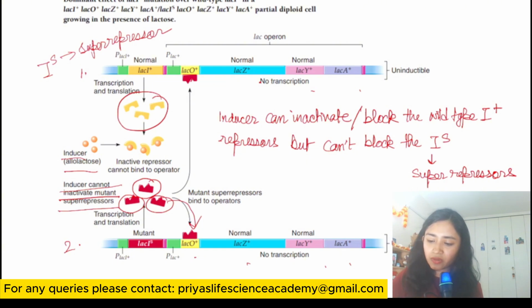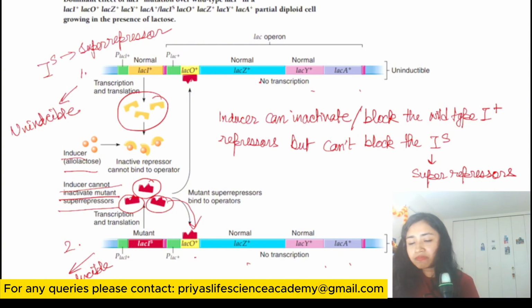So this operon is known as uninducible, both of them, because they can't be induced. In the absence of lactose also, Lac repressors can bind, and in the presence of lactose also, because lactose can't induce the operon, because lactose can't bind with the super repressor. Okay, so both of the operons are uninducible.